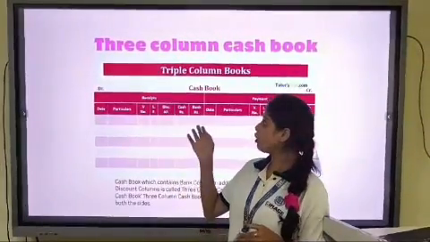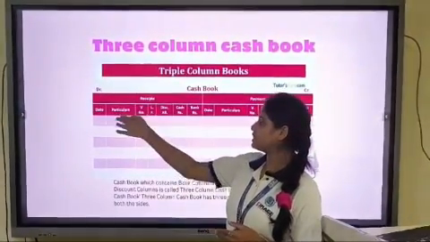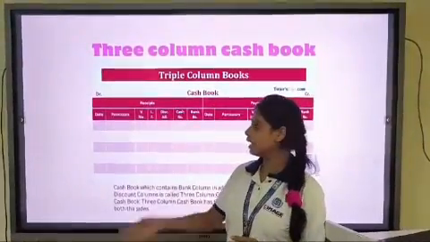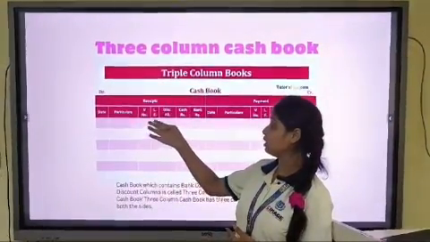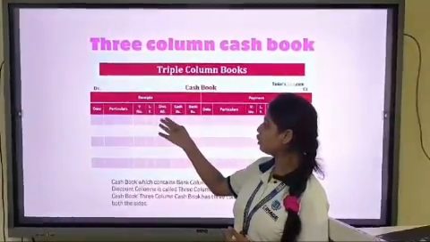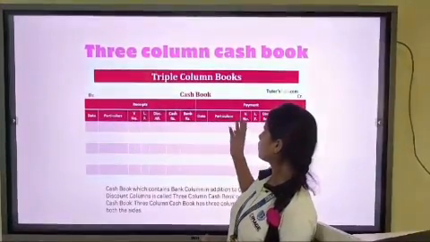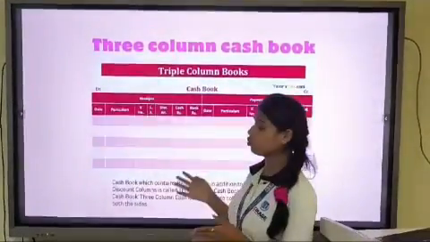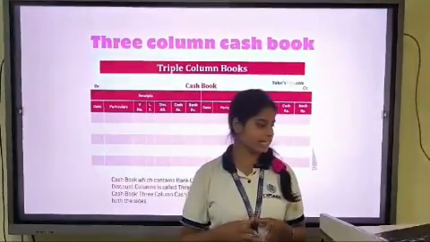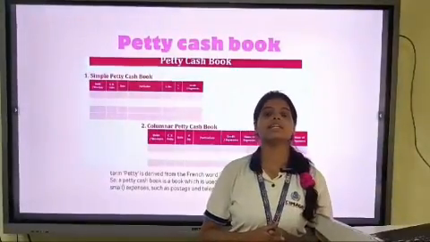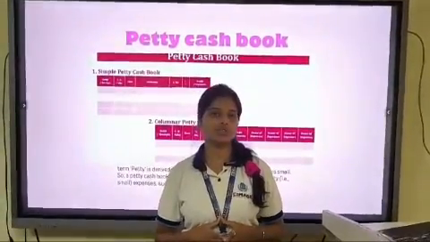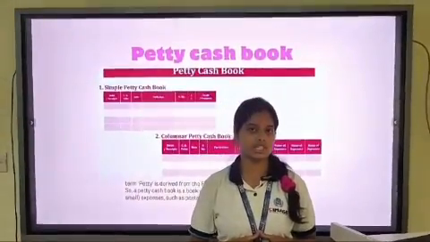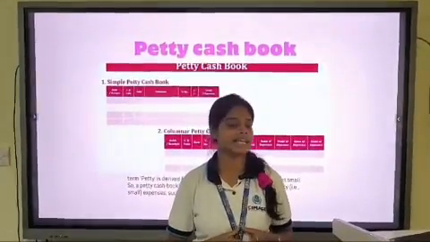So this is the format of the triple column cash book. The left hand side is the debit side and the right hand side is the credit side. Each side has date, particulars, voucher number, ledger folio, discount, cash, and bank. The same applies on the credit side. Now I will discuss the next topic, the petty cash book. The term petty is derived from the French word, meaning small. Every business has small transactions, so businesses use the petty cash book.